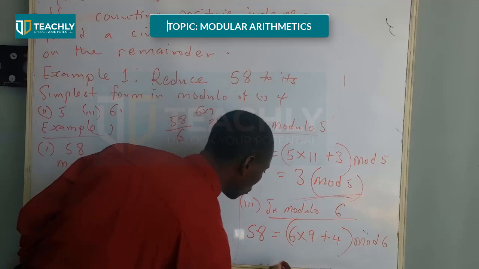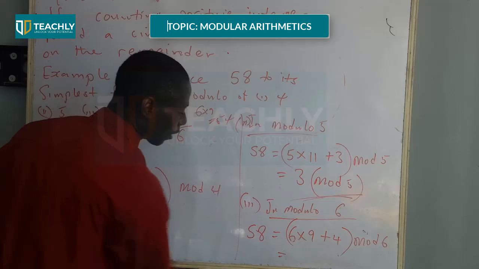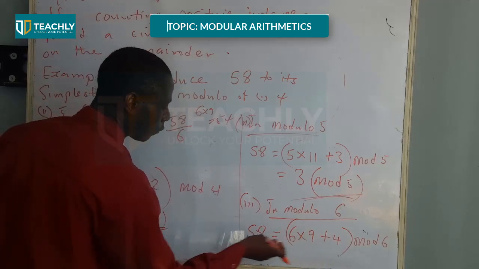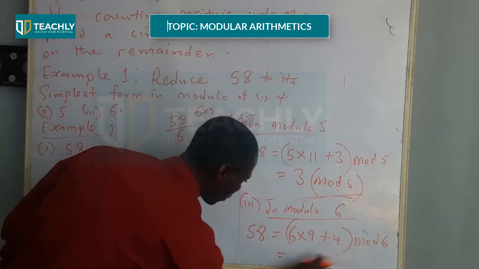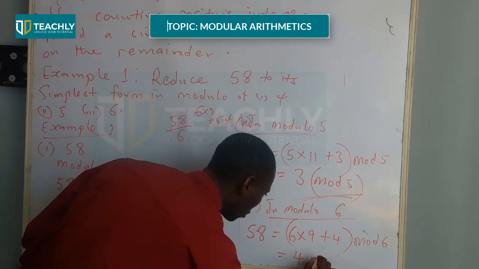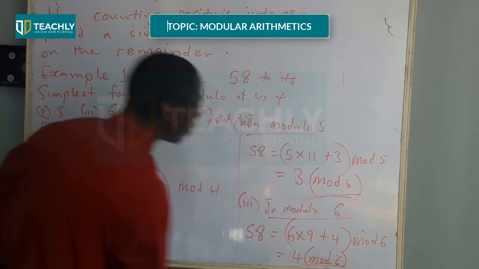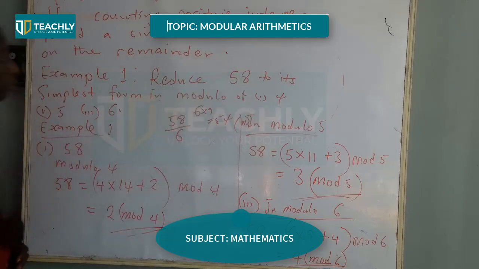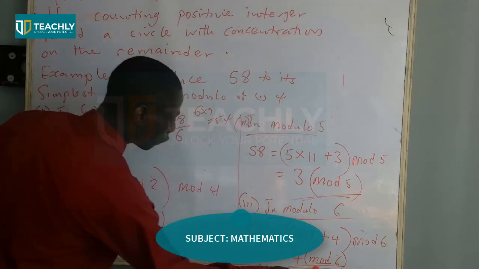In modulo 6, your answer will be the remainder. What this means is that in 58 you can get 9 sixes and remainder 4. So you are going to write your remainder. So our answer is 4 modulo 6. So we are able to reduce a particular expression given in modulo 4, in modulo 5, and in modulo 6.